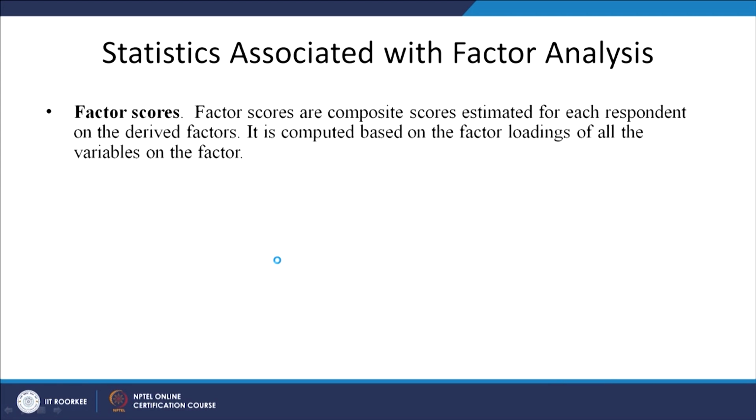Okay. Factor score. Now, what is this factor score and what is its use? We will see later on, but just now to understand: factor scores are composite scores, right, estimated for each respondent on the derived factors. It is computed based on the factor loadings of all the variables. So, for example, here you see the factor 1 score is B11 x1 plus B12 x2 plus B13 x3, and it goes on.